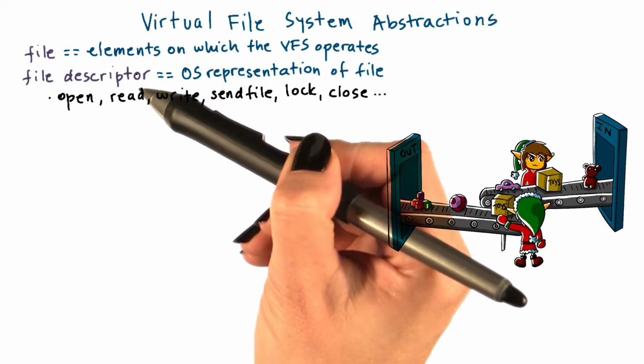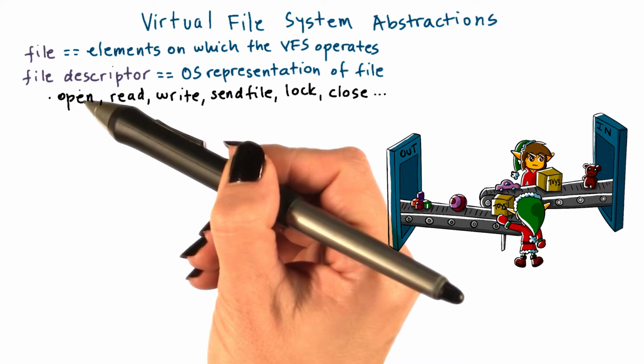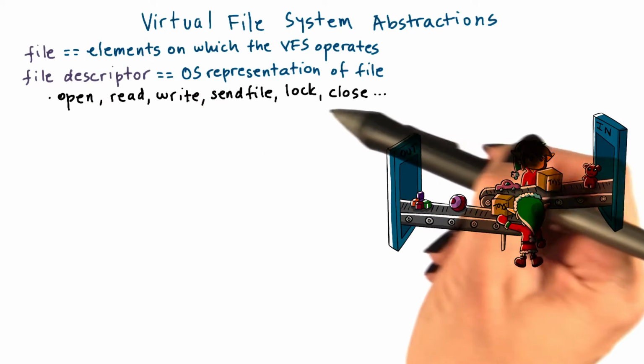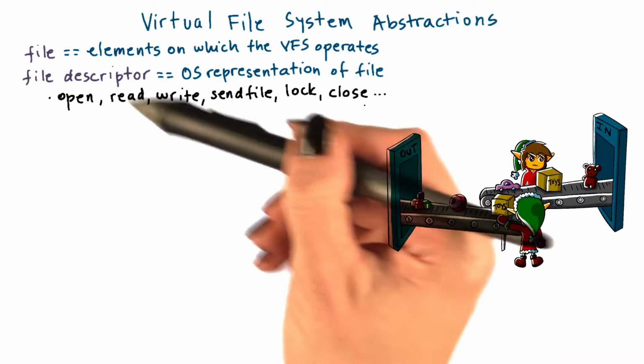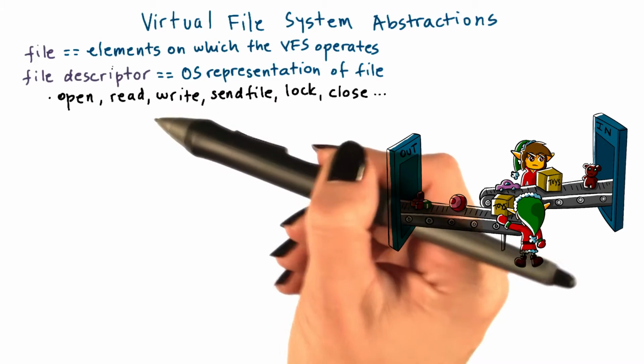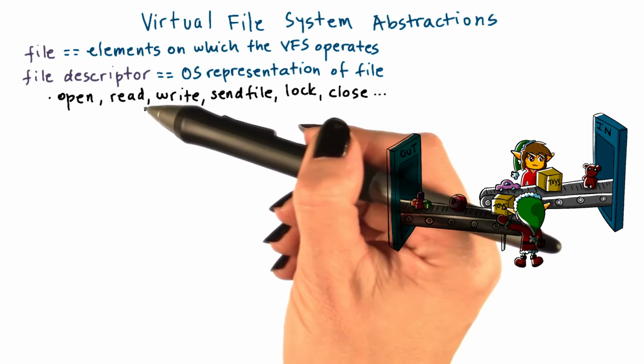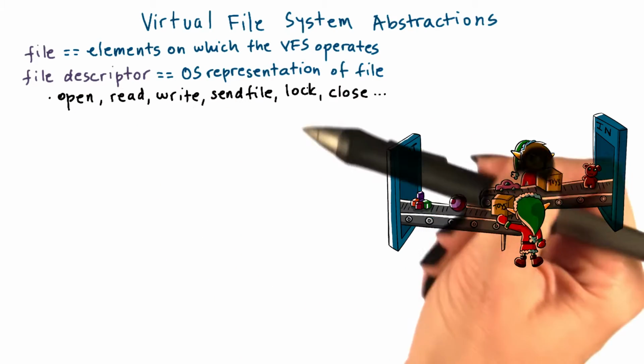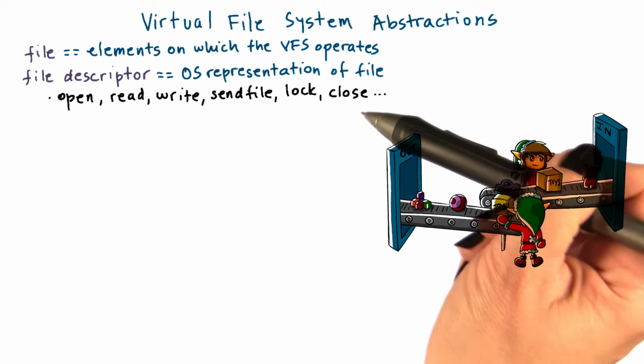A file descriptor is created when the file is first opened, and there are a number of operations that can be supported on files by using the file descriptor to identify the specific file. These include read, write, lock a file, send a file, also close a file ultimately.